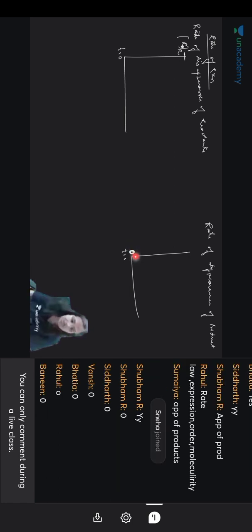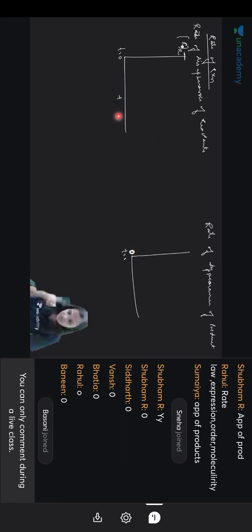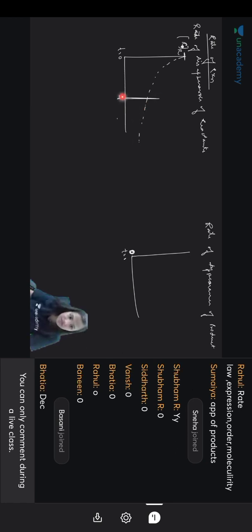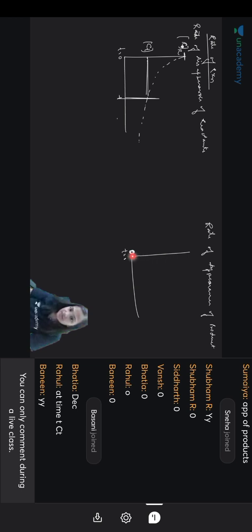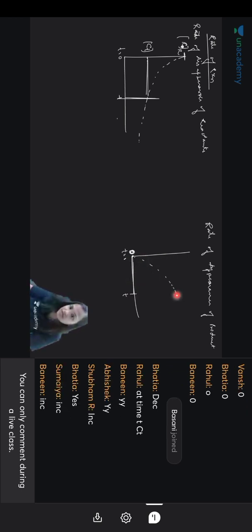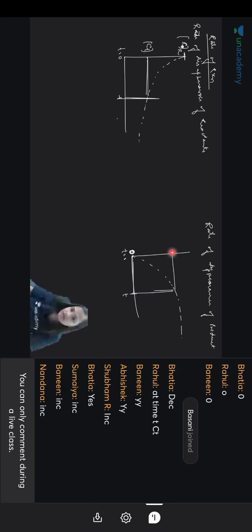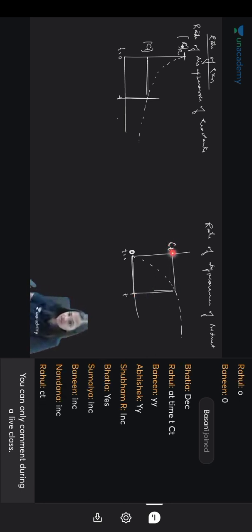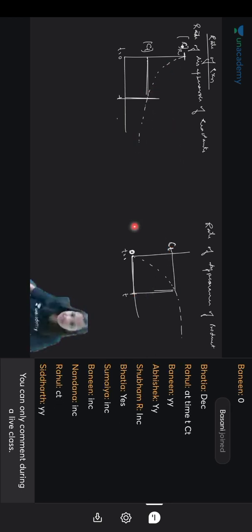At time 0, the concentration of product will be 0. So what will happen when time will be t? The concentration of the reactant decreases. So at any time t, I can say that the concentration is Ct. Initially the concentration of product is 0, but at time t, the concentration of product will be increasing. So at time t, the concentration of product will be Ct, right? Okay, so the concentration of reactant is decreasing and the product is increasing.